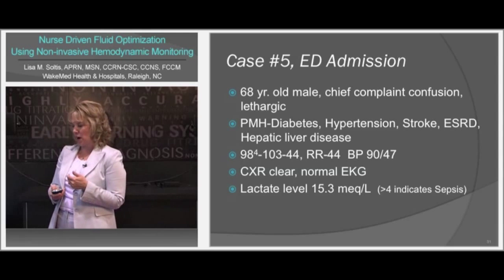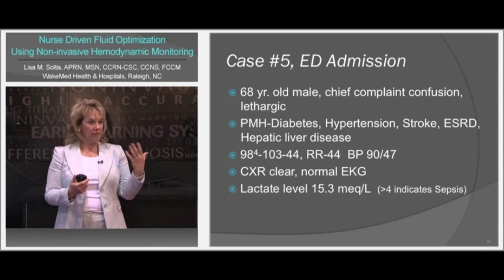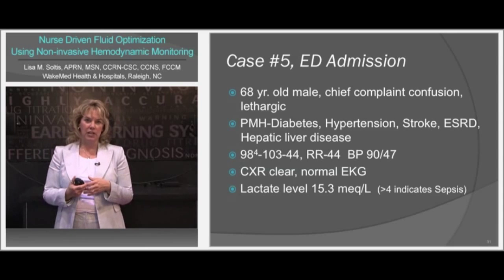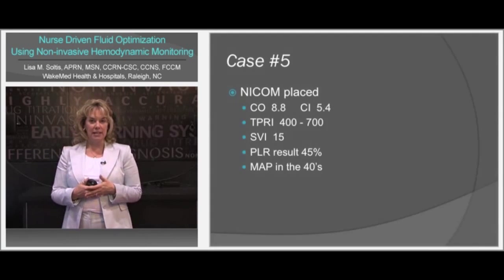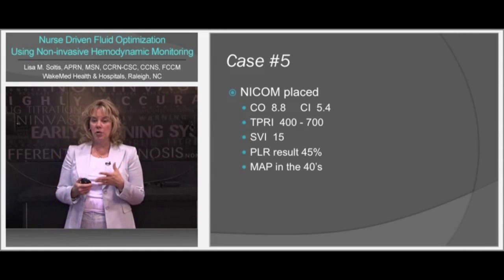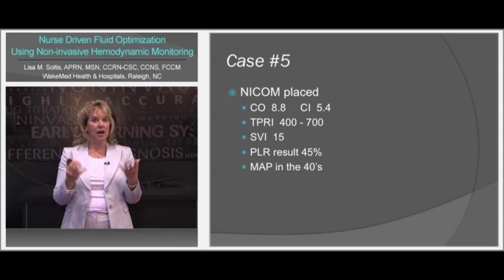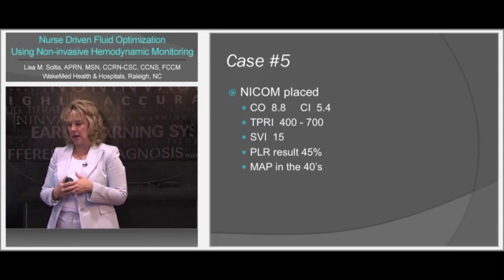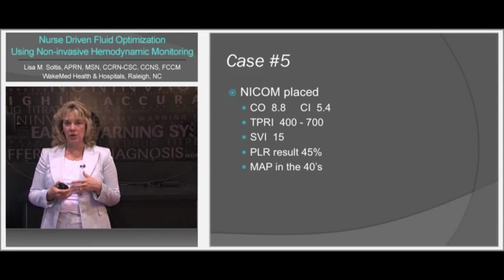Now he had a renal history, so I have my intensivist, I have the ED physician, and I have the nephrologist there. And we put the NICOM on to see where he was. Again, tremendously fluid responsive. His cardiac output was 8.8, his cardiac index was 5.4, so his heart is pumping like a horse in there. His afterload, his TPRI, was in the 400 to 500 range. It would vary between 400 and about 700.